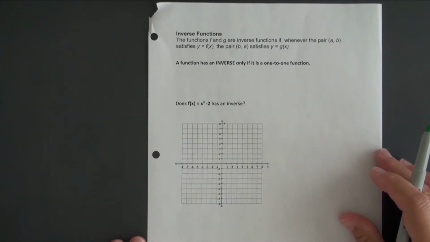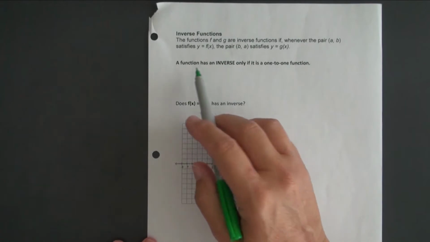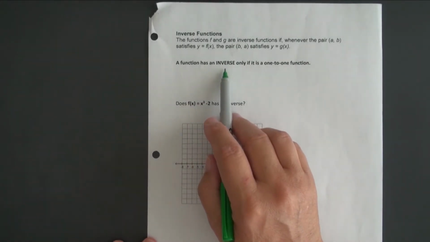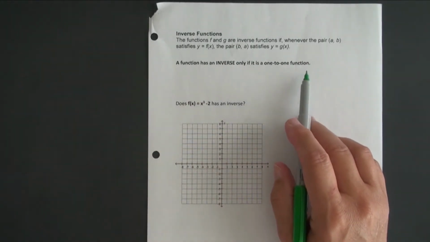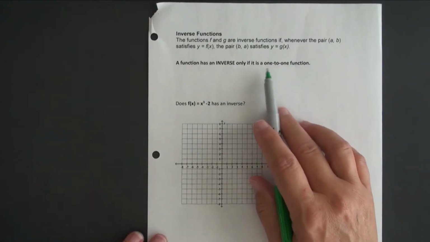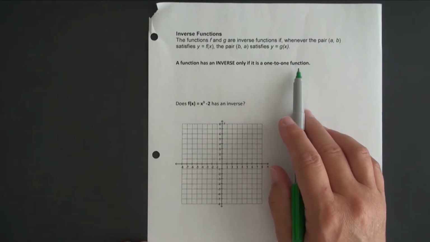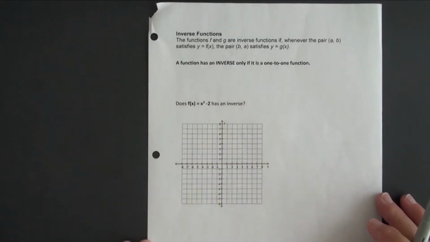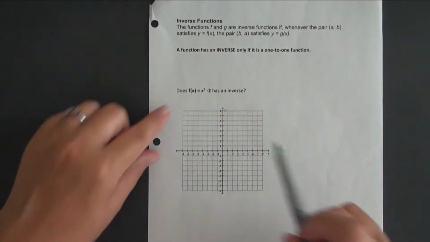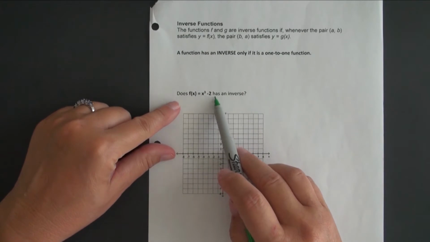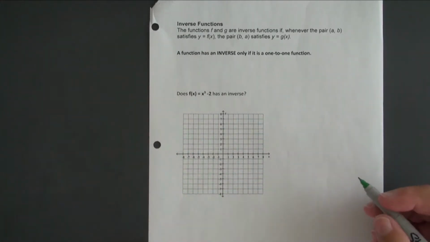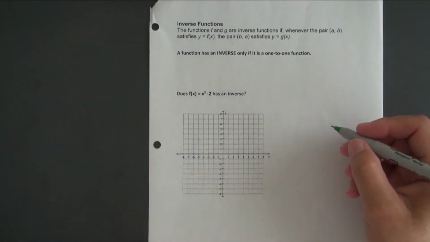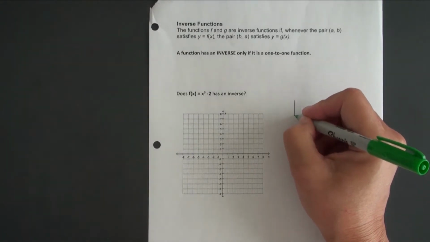But we have to be careful to notice that a function will only have an inverse if it is one-to-one. So if we don't have a one-to-one function, then we cannot have an inverse of that function. So let's see if f of x equals x to the third minus 2 has an inverse. You can graph that on your calculator if you would like.